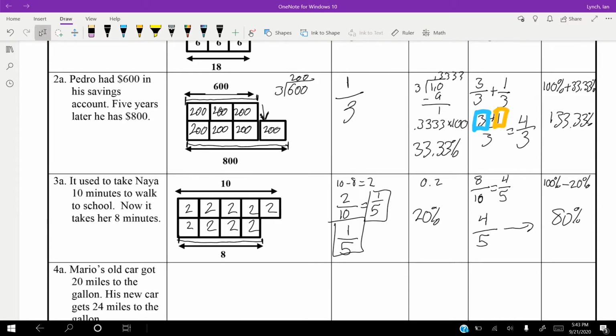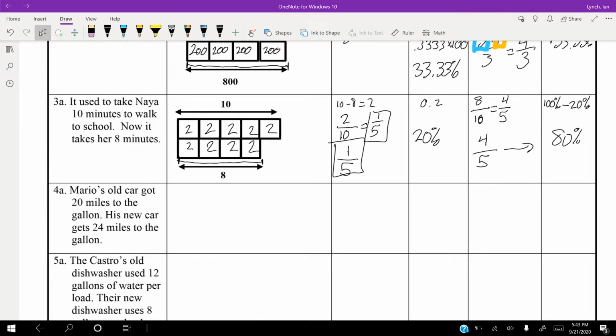So Mario's old car got 20 miles to the gallon, and his new car gets 24. This is great stuff. So because of this, I'm going to show you guys both ways. Now, I'm going to draw out my boxes, of course. But first, I need to find the largest number that has 20 and 24 as a multiple. And I'm going to say that's 4, because 20 is 4 times 5, and 24 is 4 times 6.